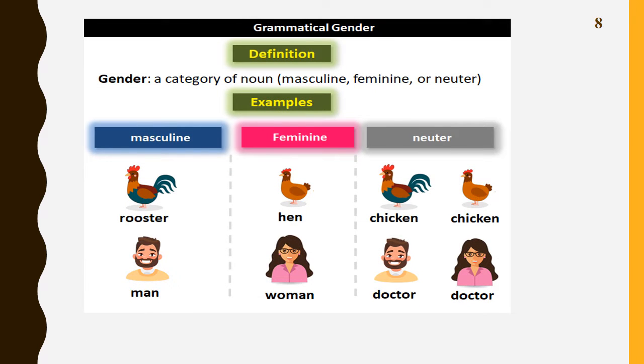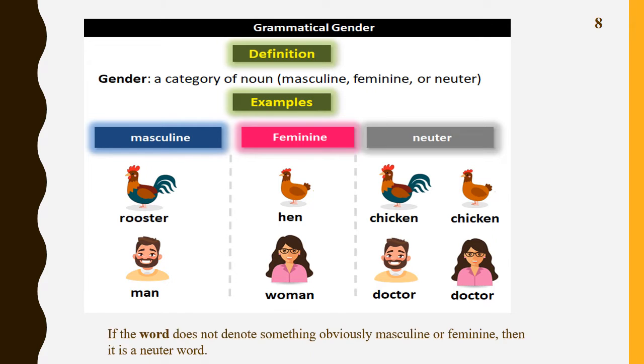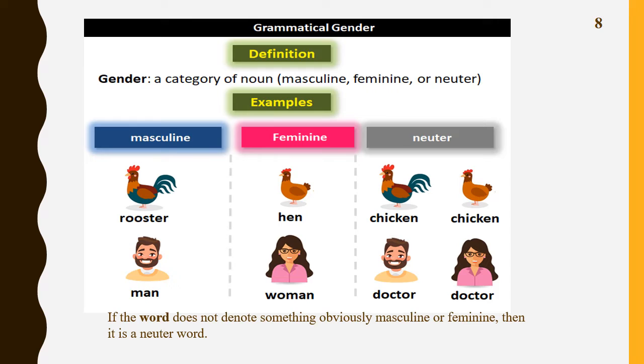Gender is a category of noun: masculine, feminine or neuter. In masculine, rooster; feminine, hen. Man, woman. Rooster and hen can both be called chicken. Man and woman can both be called doctor. So if the word does not denote something obviously masculine or feminine, then it is a neutral word. As you can see, chicken can be a hen or a rooster, and doctor can be male or female.